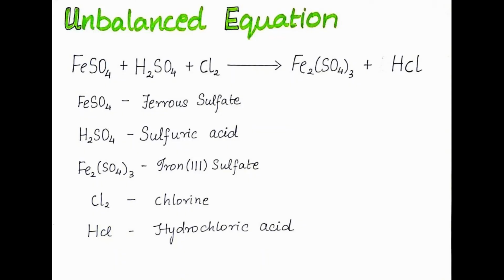First, let's represent the unbalanced equation. The equation is FeSO4 plus H2SO4 plus Cl2 gives Fe2(SO4)3 plus HCl. Here, FeSO4 is ferrous sulfate, H2SO4 is sulfuric acid, Fe2(SO4)3 is iron 3 sulfate, Cl2 is chlorine, HCl is hydrochloric acid.